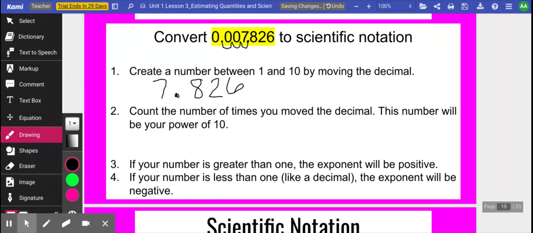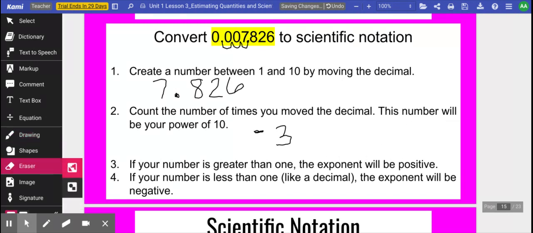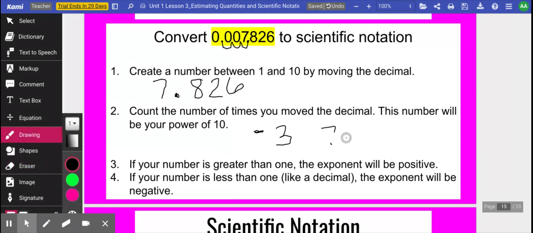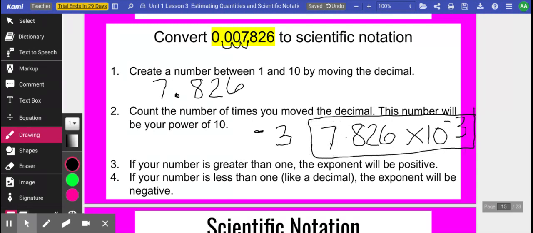And count the number of times you move the decimal. This number will be the power of 10. 1, 2, 3. I moved it 3 times. But notice here, if your number is less than 1, like a decimal, which it is, the exponent will be negative. So this would be a negative 3. And if I was to write this in scientific notation, I would have 7.826 times 10 to the negative third power. Let's write it over here. I would have 7.826 times 10 to the negative third power. And that would be my answer in scientific notation.